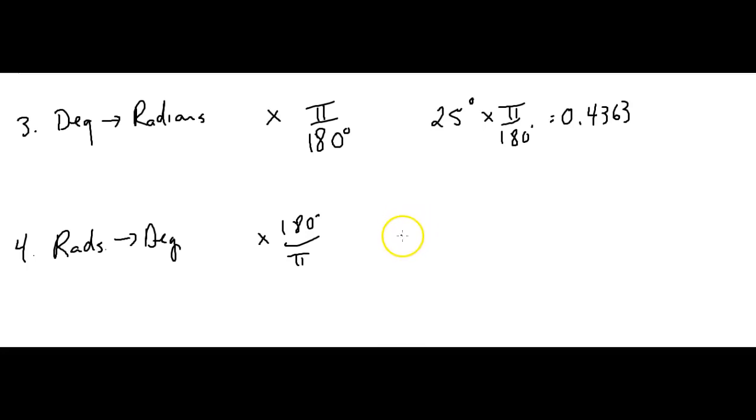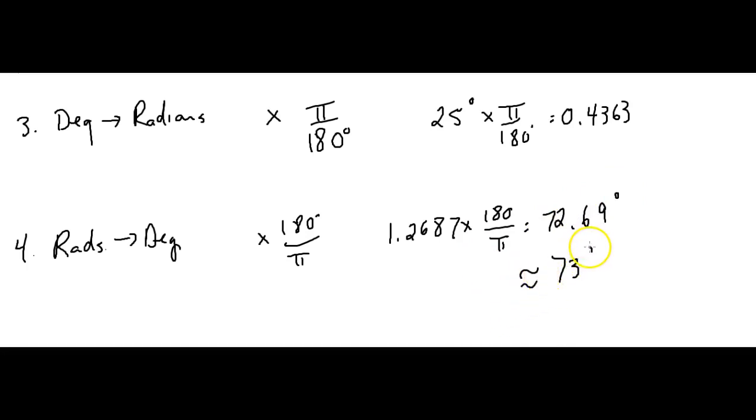Going from radians to degrees, let's put an angle in radians. Let's say 1.2687 multiplied by 180 over pi. So 1.2687 times 180 divided by pi is 72.69 degrees. If we round that to a whole, that's closer to 73 degrees.